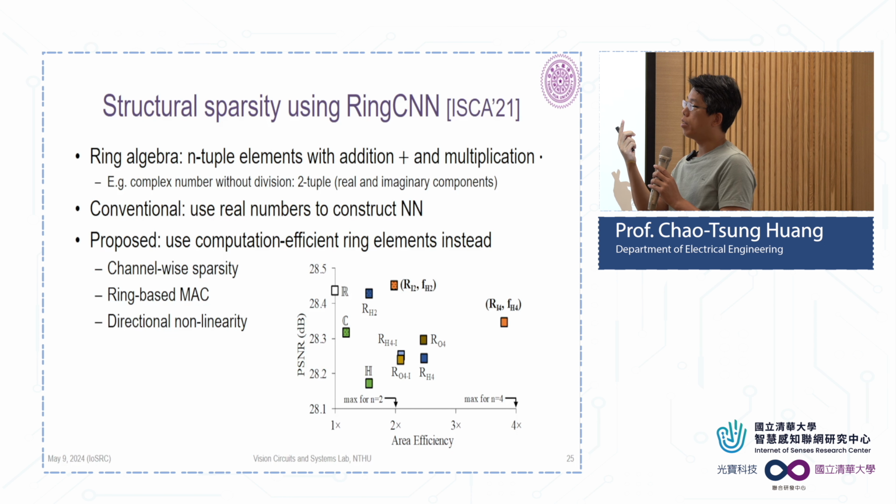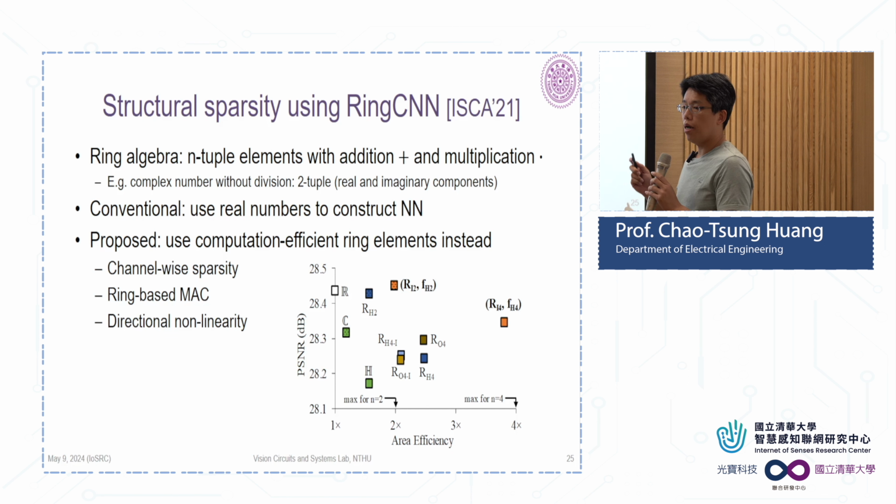And for one complex number multiplication, usually we will need 4 real number multiplications, right? But there is a fast algorithm that can use only 3 real number multiplications for one complex number multiplication. So in this case, when we use complex numbers to construct neural networks, we already save 25% of complexity.